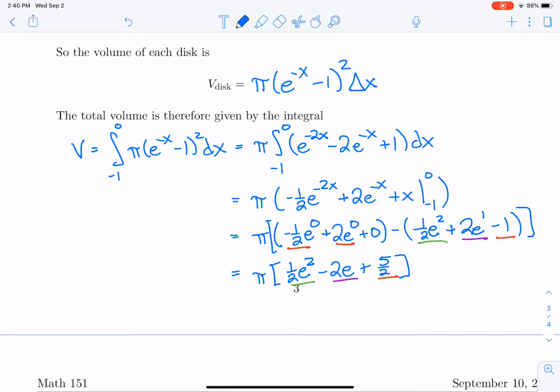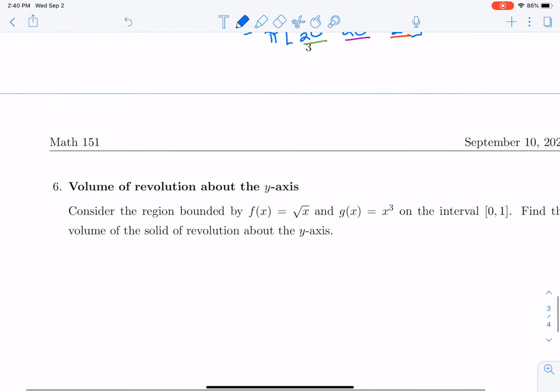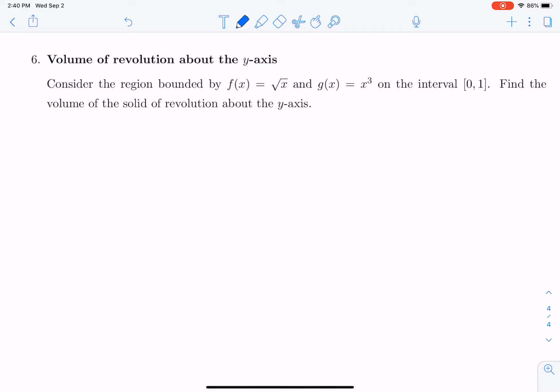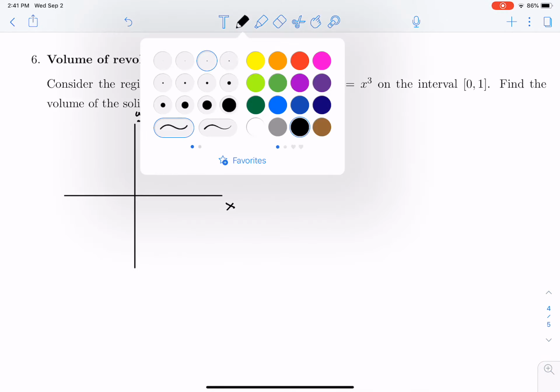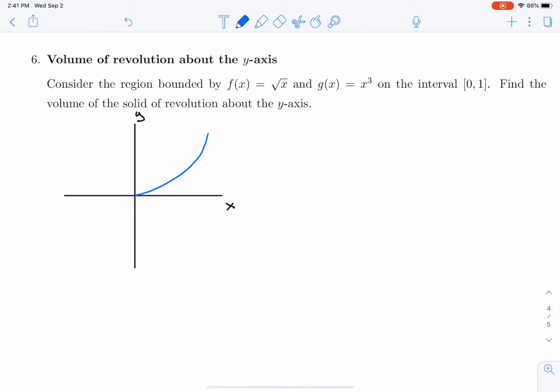Okay, so let's do one more example. And we want to find the volume of revolution. This time, instead of about the x-axis, we're going to do it about the y-axis. And this example is going to have two important new concepts in it. One is that we're going to rotate our function around the y-axis. And then the other is that the region is going to be formed by two curves. Those two curves are going to be x cubed and square root of x.